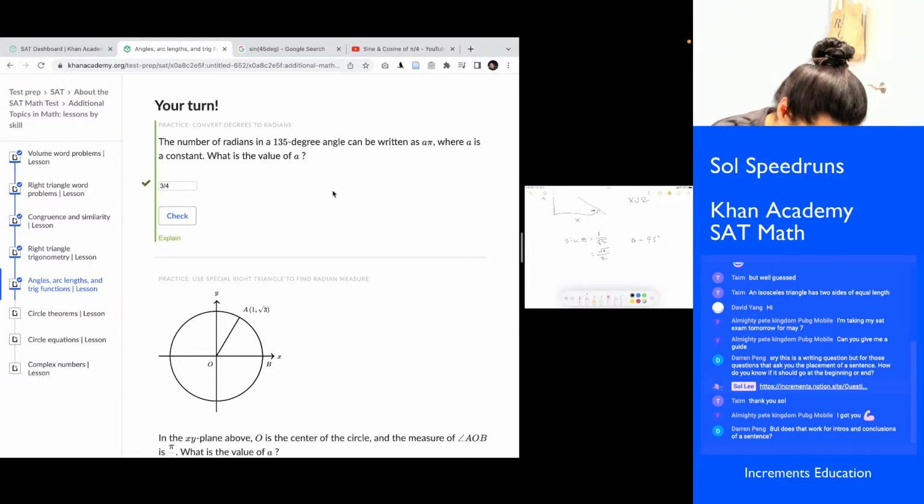Right, because 1 pi is half of a circle. I just learned radians today, so I'm good. I just need to remember that 1 pi is half of a circle.